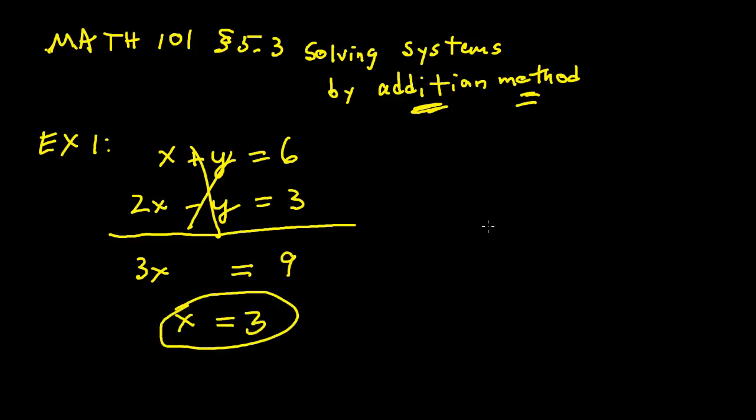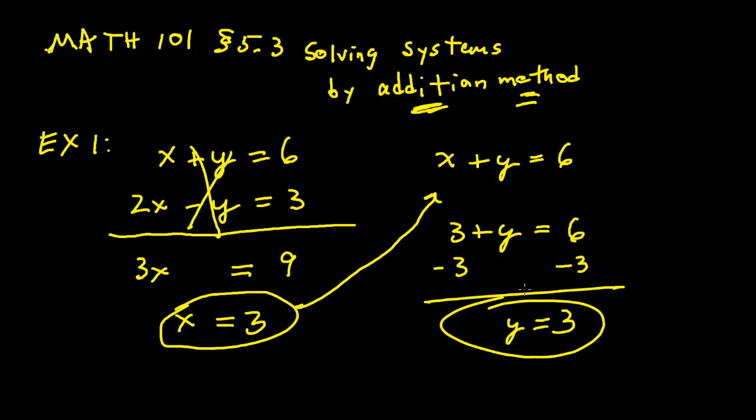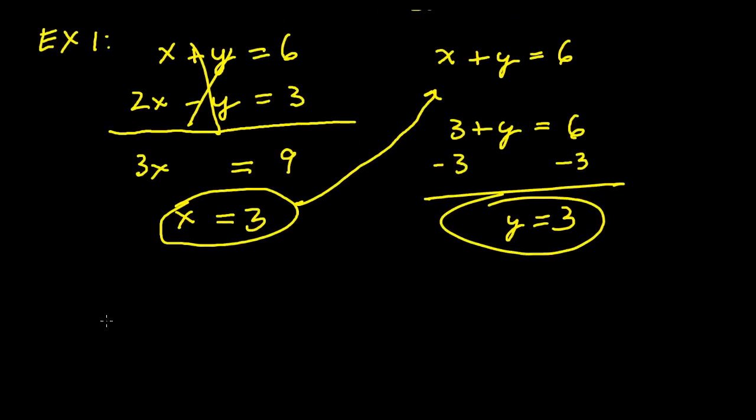If x equals 3, then I can plug into any equation I like. I'm going to pick the first equation, plug in the value of x equals 3. So 3 plus y equals 6. Subtracting 3 from both sides, I get y equals 3 as well. All right, so in this system, x equals 3 when y equals 3. Let me go ahead and check this value.